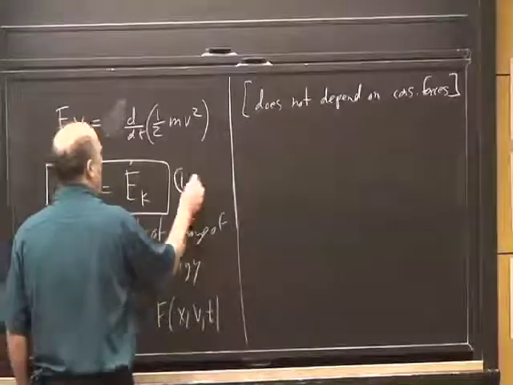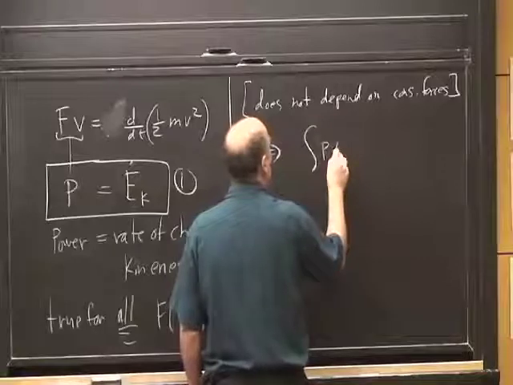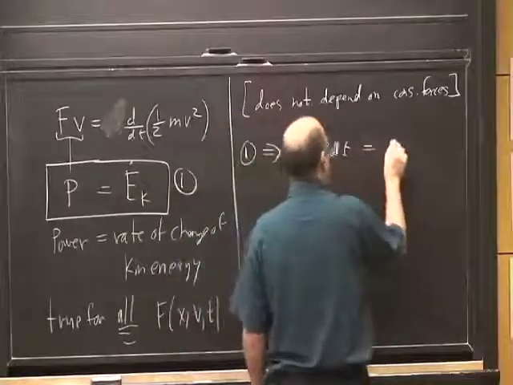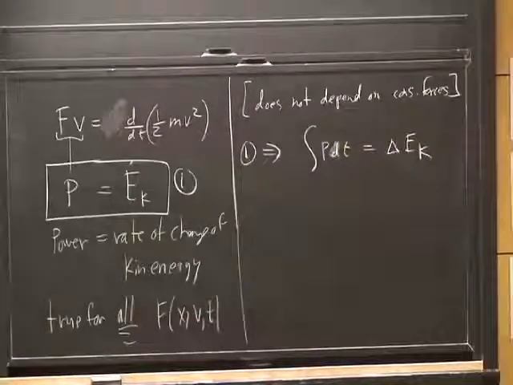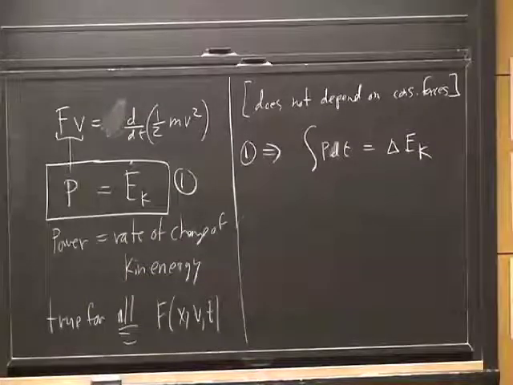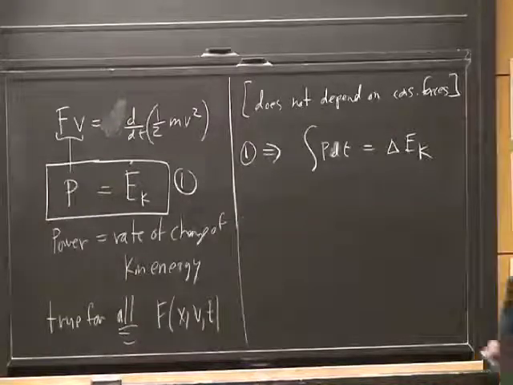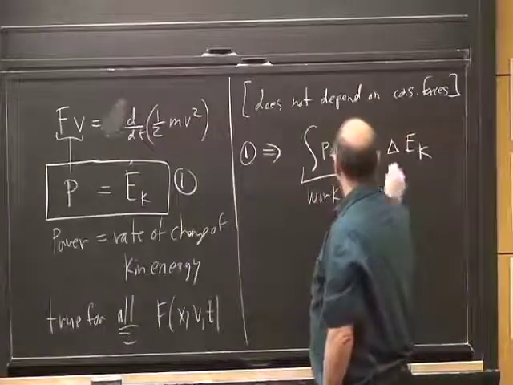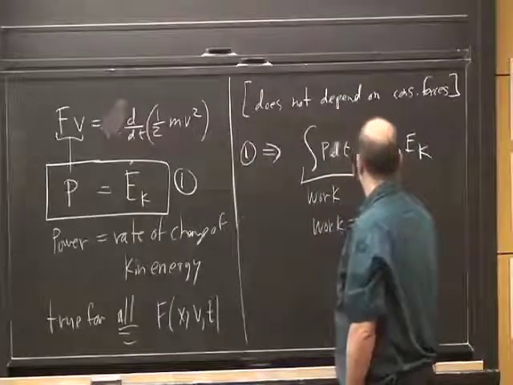We can call this equation 1. We can take equation 1 and integrate it in time, and it says the integral of power with respect to time, from, say, one time to another, is equal to the change in the kinetic energy. And that's still true for arbitrary systems. It doesn't depend on what the force is as a function of time or position. The total work, this thing is called work, is equal to the change in kinetic energy. So work is equal to change in kinetic energy.